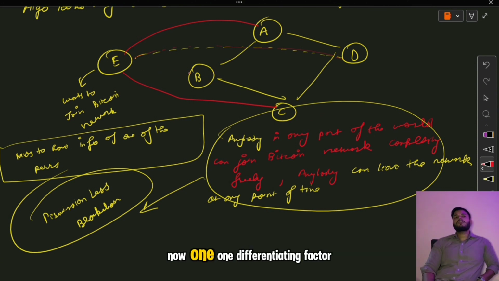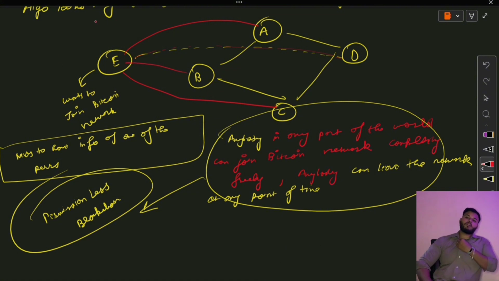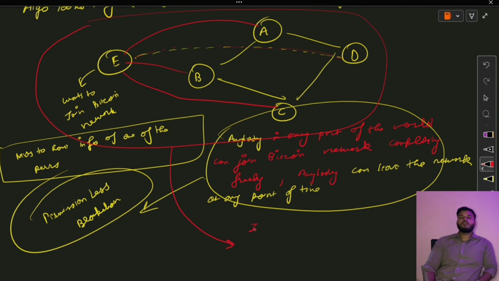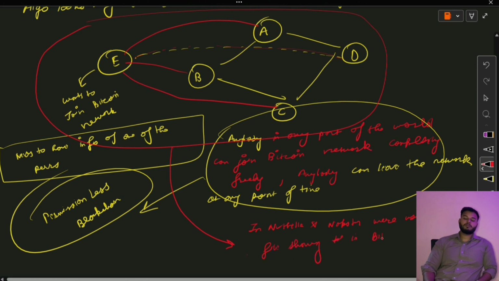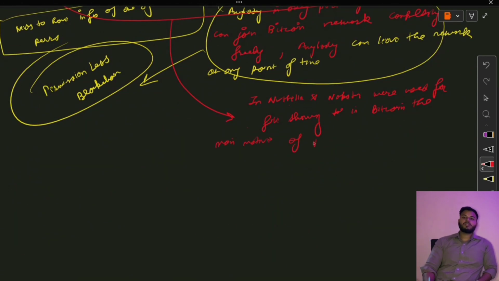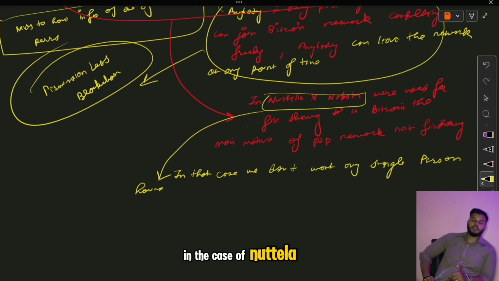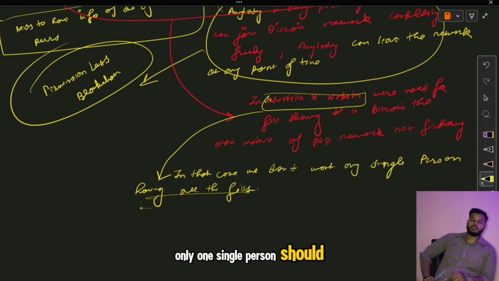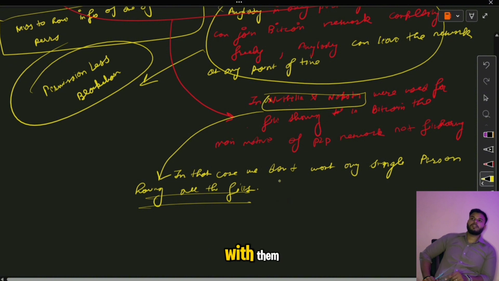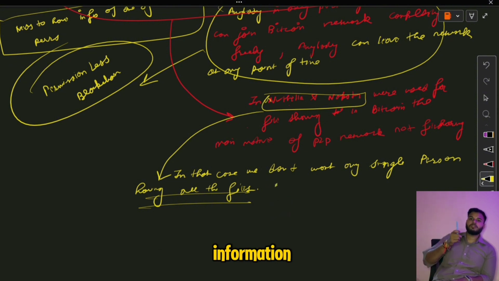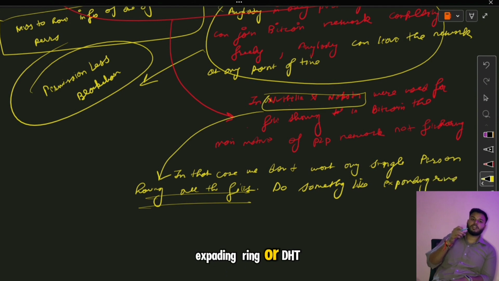Now one differentiating factor of this blockchain peer-to-peer network, or Bitcoin peer-to-peer network, and the network that we have seen in Gnutella is that Gnutella or Napster was used for file sharing, but in Bitcoin the main motive of this peer-to-peer network is not file sharing. Okay, so in that case we don't want any single person having all the files. In the case of Gnutella, there should be no single point of contact. Only one single person should not have all the songs or all the files, because different people were having different information. So we have to do something like the expanding ring or DHT to find that song.